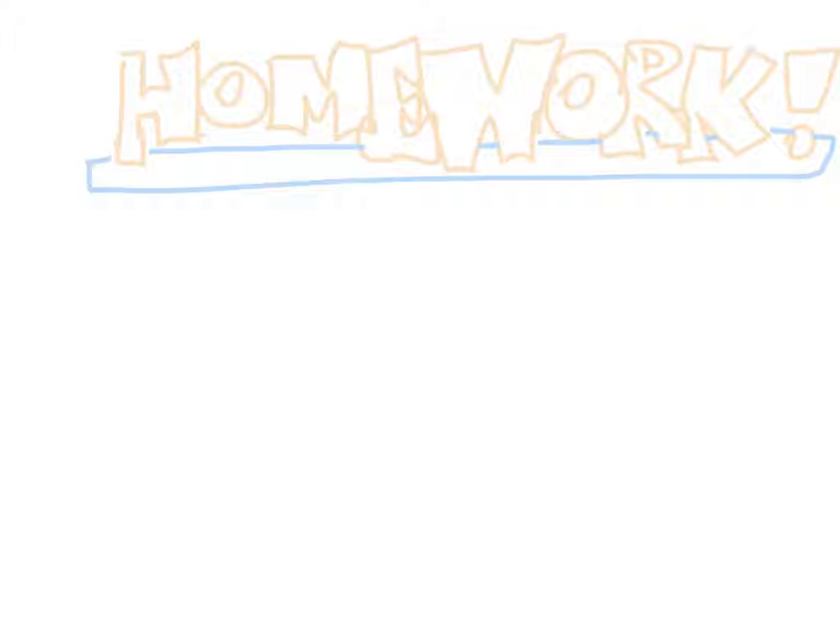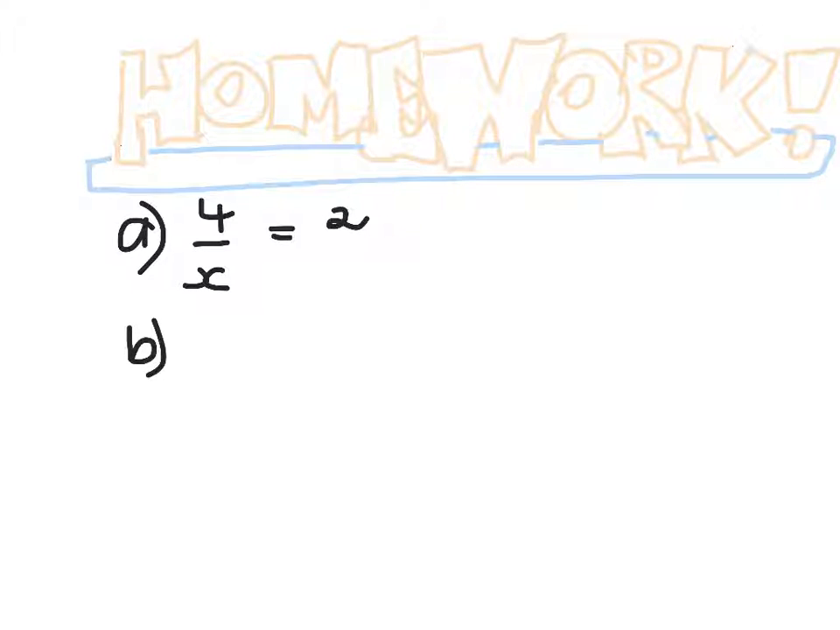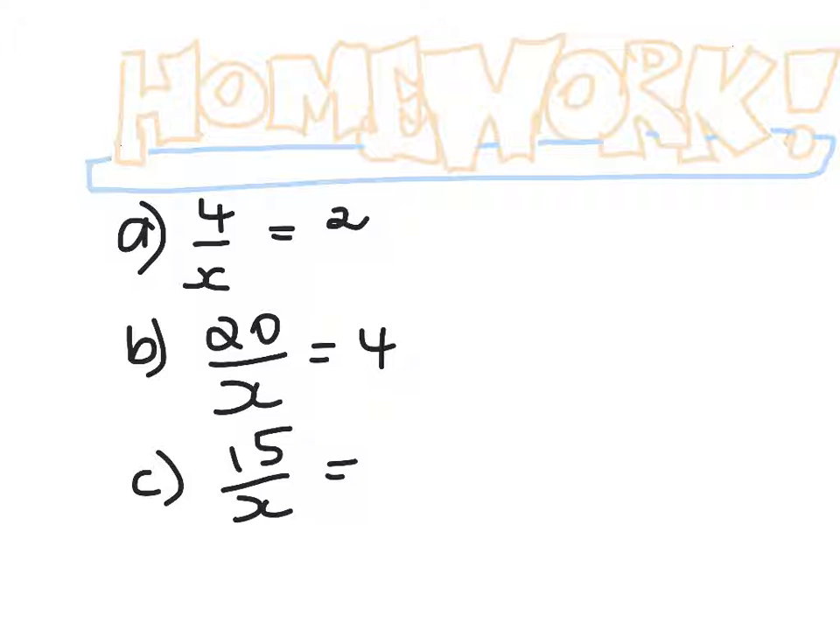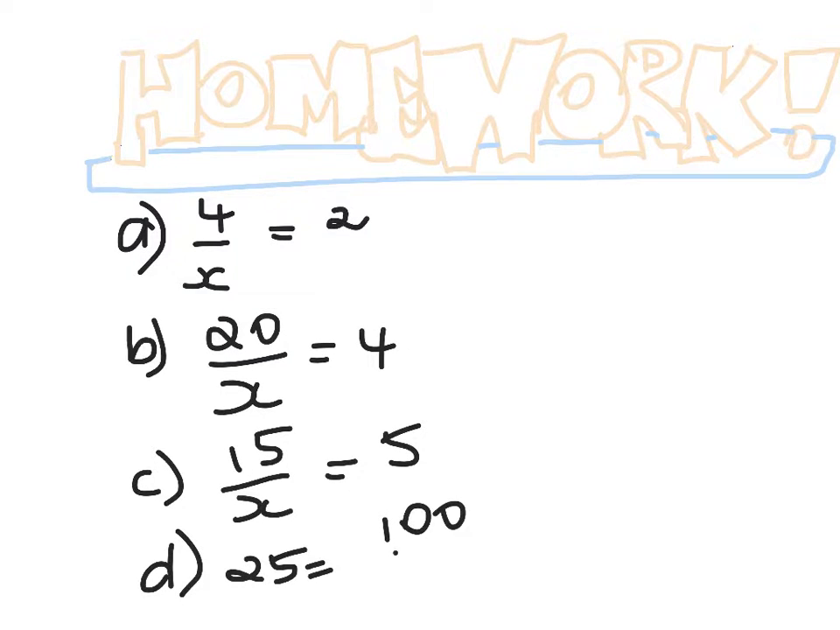Okay, so let's have a bit of a practice now. Make sure you bring these answers to class. So A: 4 over x equals 2. You don't have to worry about cos, sine or tan. All I want you to do is solve for x. B, let's say it's 20 over x equals 4. C, let's do 15 over x equals 5. And last but not least, D is 25 equals 100 over x.